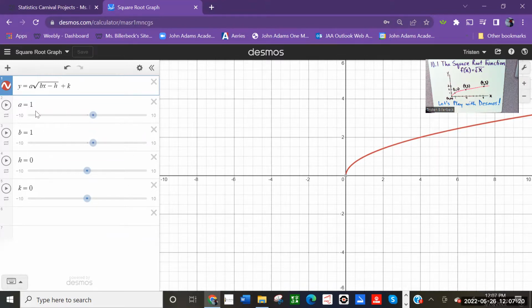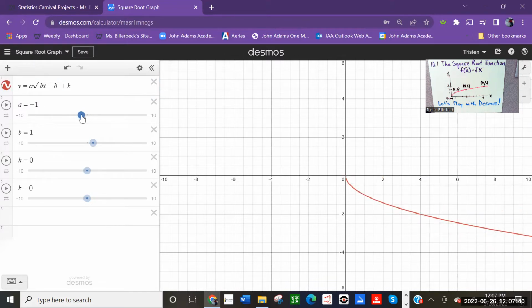All right, so now let's take a look at what these do. We know this a, what it does on a parabola is it flips it. So I wonder if I make it a negative, what's going to happen? Probably it's going to flip it. So let's take a look. And yes, it sure does flip it. It's just a reflection around the x-axis, just like the parabola and the absolute value and the line. So it does the same thing for all the graphs.